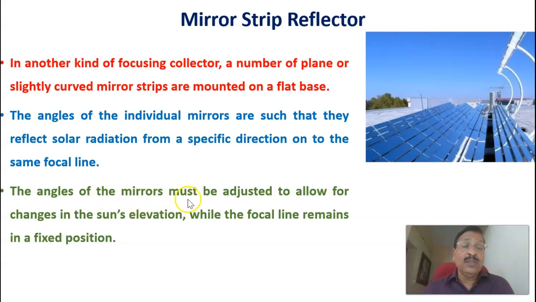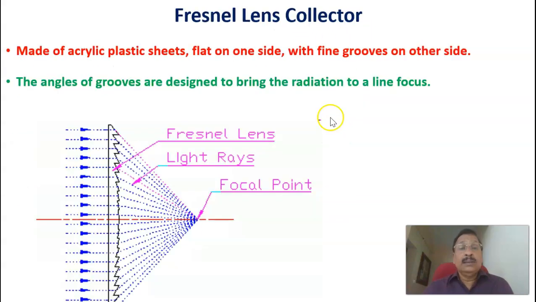The angle of the mirrors must be adjusted to allow for a change in the sun's elevation while the focal line remains in a fixed position. The focal line remains fixed, but as the sun's position changes, the angle of the mirrors should be changed. Therefore, that is another one called the mirror strip reflector. Mirrors are kept so that the solar radiation is focused onto a line. Therefore, that is the mirror strip reflection type of collector.